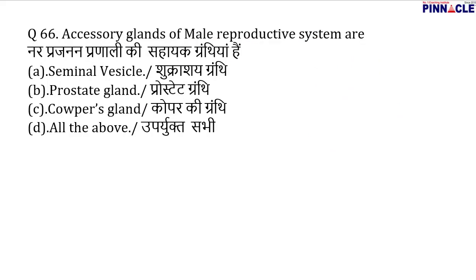Moving to question number 66. Question number 66 is, accessory glands of male reproductive system are. So what are the accessory glands? Seminal vesicle, prostate gland and Cowper's gland are all examples of accessory glands. Seminal vesicle contributes 60% of semen. The prostate gland contributes 30% of semen. While Cowper's gland does not contribute anything to semen, but it secretes fluid so that the acidity of the urethra can be neutralized. So all these three glands are examples of accessory glands of male reproductive system. So for question number 66, D is the correct option.